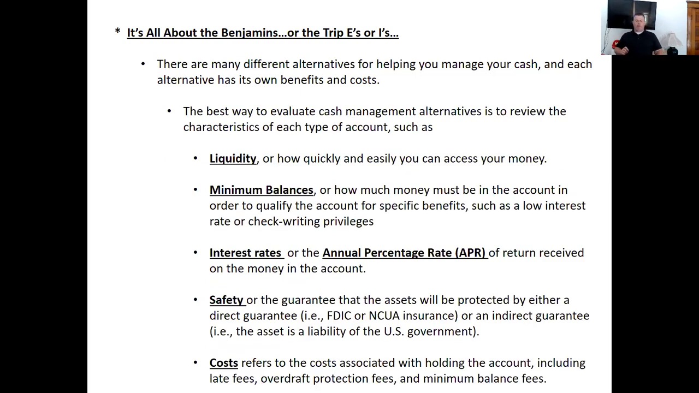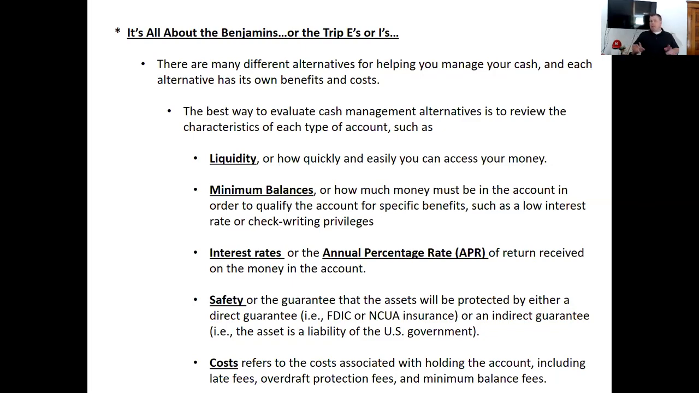The best way to evaluate cash management alternatives is to review the characteristics of each type of account. So what do you want to consider in what you're going to put your money in? Well, the first thing is liquidity. How quickly and easily can you access your money? For example, with a certificate of deposit. If I buy a 6-month CD at, let's say, a 1% interest rate, and I take it out before that 6 months, I not only lose that 1% interest, but there may also be a penalty. So it is not extremely liquid. It's a lot more liquid than, say, buying real estate, which may take me a year or two to sell. This only takes 6 months, but it's not as liquid as cash on hand, for example.